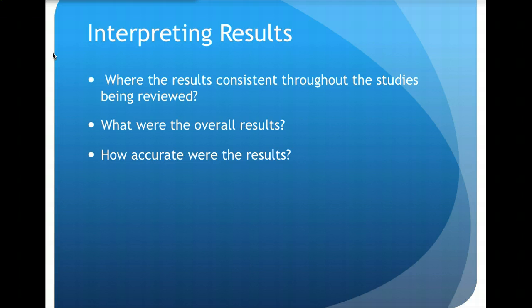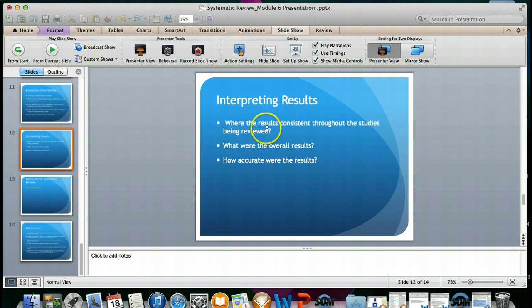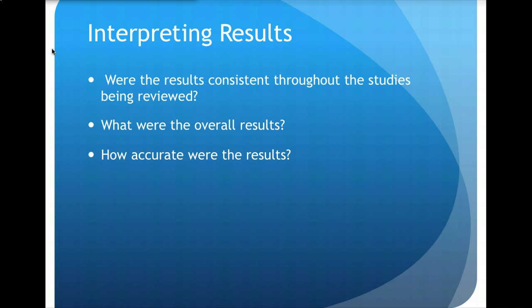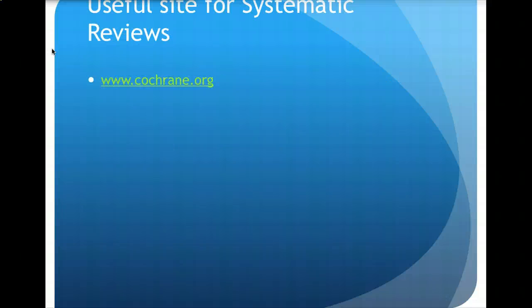One, were the results consistent throughout the studies being reviewed. Two, what were the overall results. And three, how accurate or precise were the results.